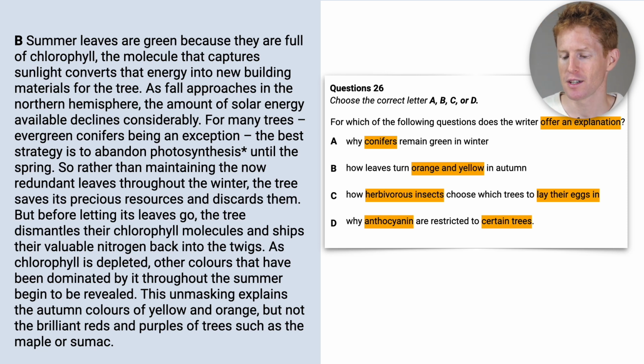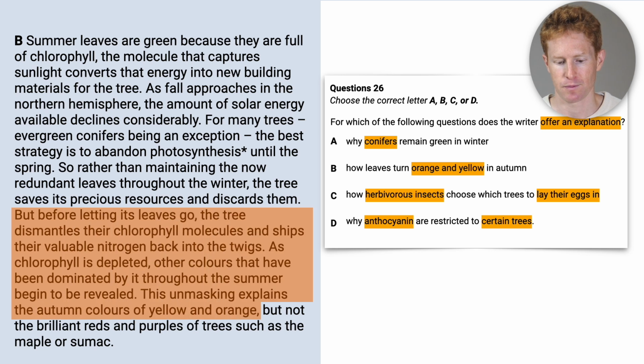Okay, hopefully you've got your answer. I think the answer is here. But before letting its leaves go, the tree dismantles their chlorophyll molecules and ships their valuable nitrogen back into the twigs. As chlorophyll is depleted, other colors that have been dominated by it throughout the summer begin to be revealed. This unmasking explains the autumn colors of yellow and orange. Now we've got this phrase, this unmasking explains. So explains is the same as offers an explanation. So the answer is in fact B.